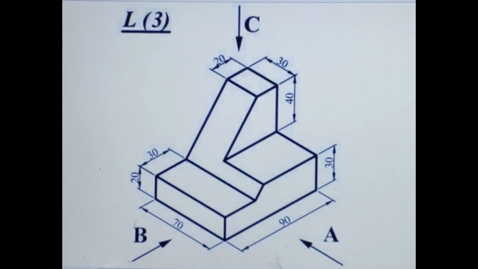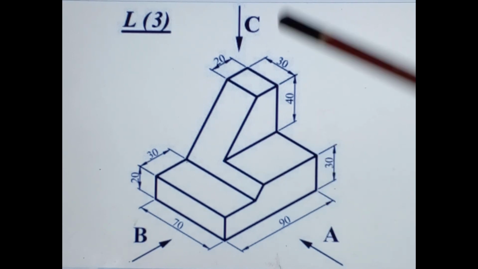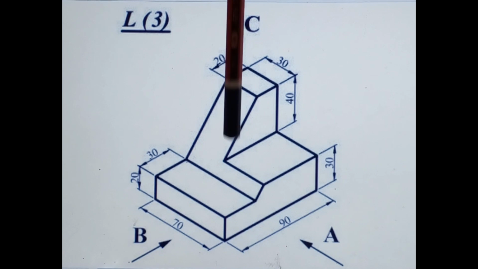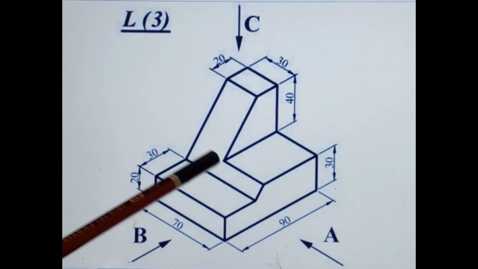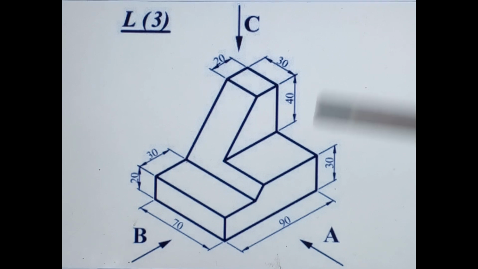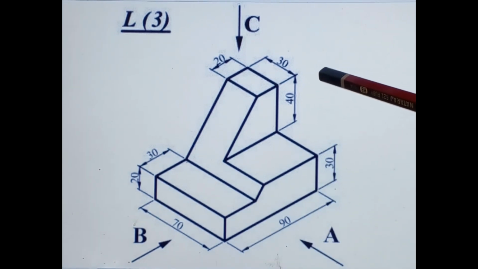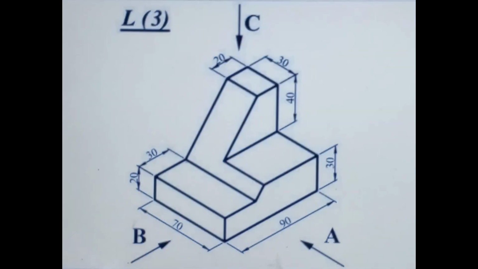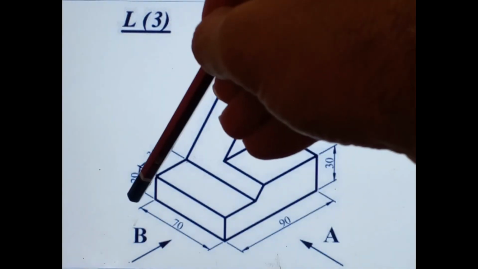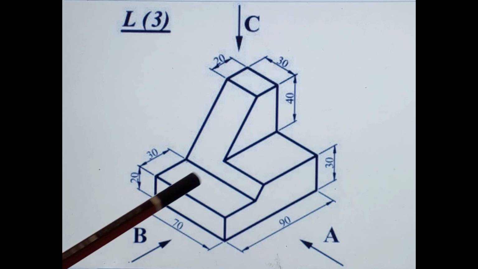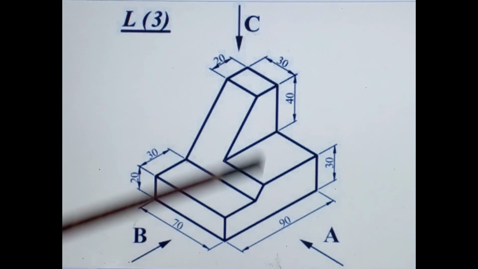For this example, it is required to draw three views: the front view, looking at the part from this direction, the top view, looking at the part from this direction, and the left side view, looking at the part from this direction. The dimensions of the front view are 90 millimeter by 70 millimeter, while for the top view it is 90 by 70, and for the side view it is 70 by 70.